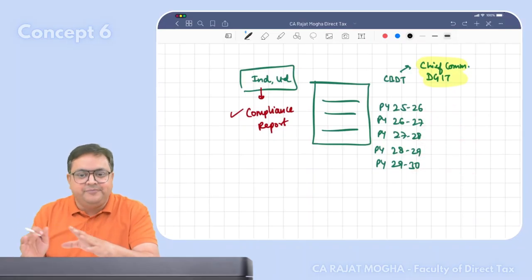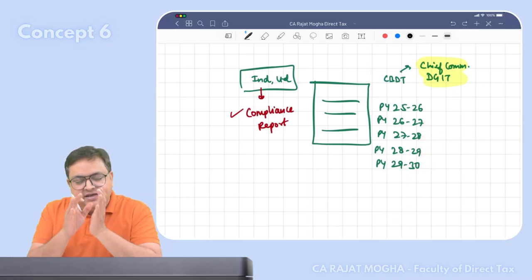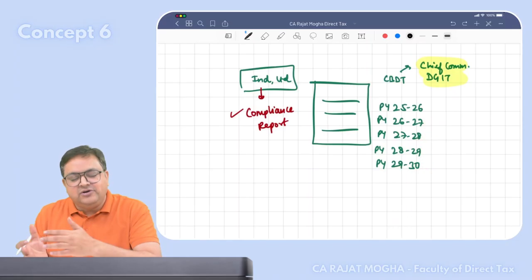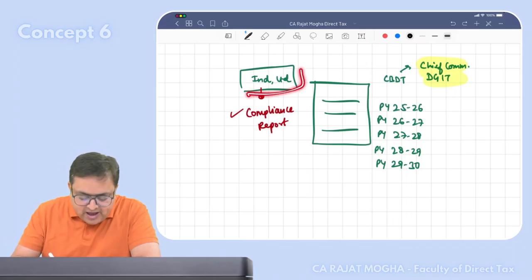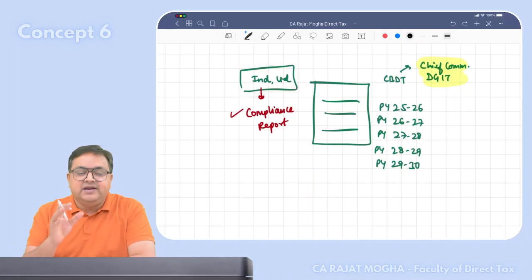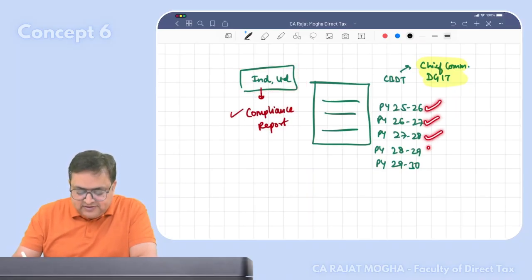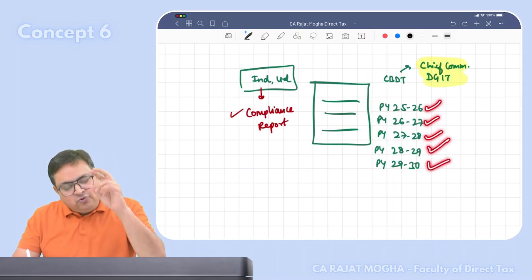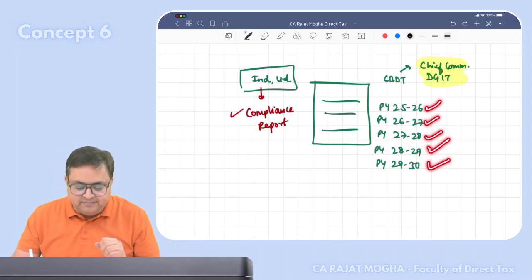Everything is same. Because we understand that the APA, ALP should be valid if it is the same type of transaction. But if you change your transaction, then that ALP is not valid. Logical. So you have to give a declaration, a compliance report that, sir, this year also my transactions are those transactions only which we have discussed together. So you have to give this compliance report.